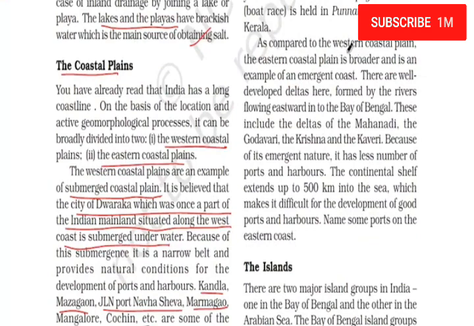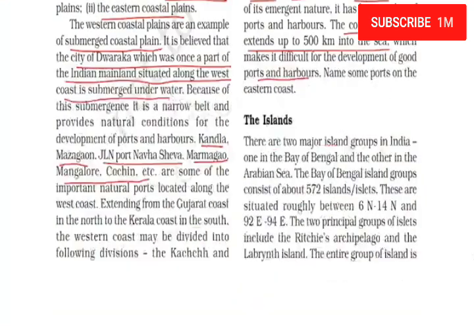As compared to the western coastal plain, the eastern coastal plain is broader and it is emerged. Because of this, artificial ports are present and deltas are very well developed. Mahanadi, Godavari, Krishna, Kaveri, major rivers which flow also form good deltas here. And because the continental shelf extends up to 500 kilometers into the sea, it has made development of good ports and harbors difficult. Some of the ports are Chennai, Visakhapatnam, Kolkata, all this comes under this.